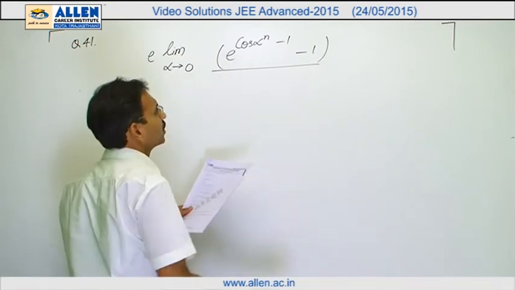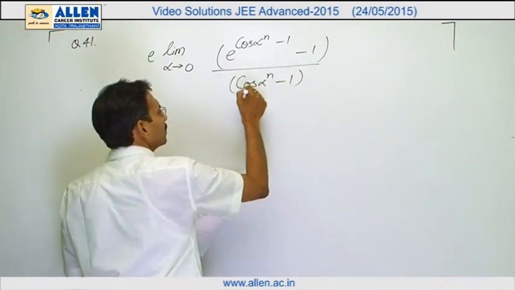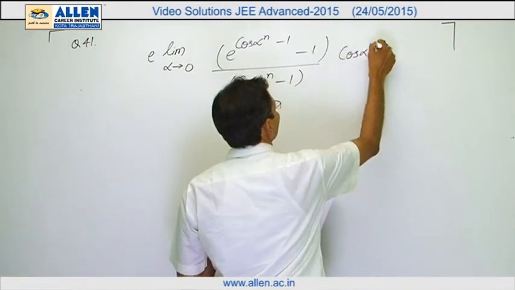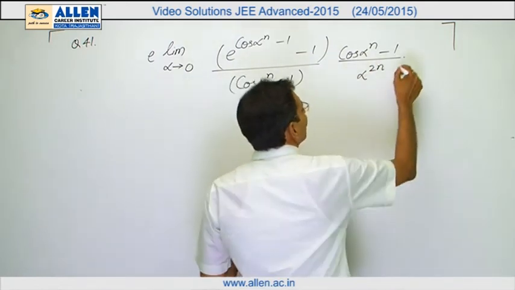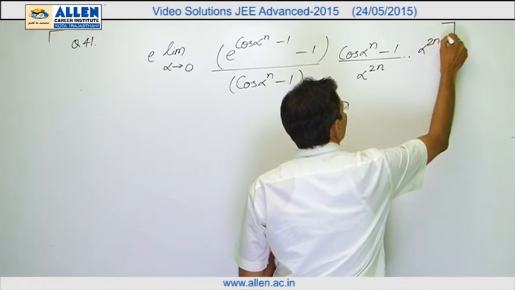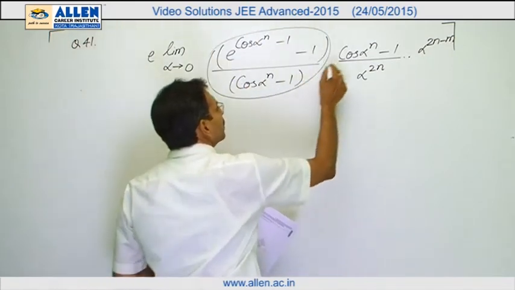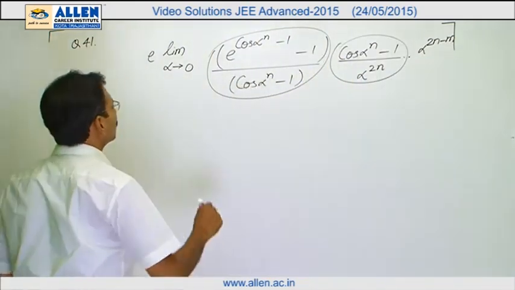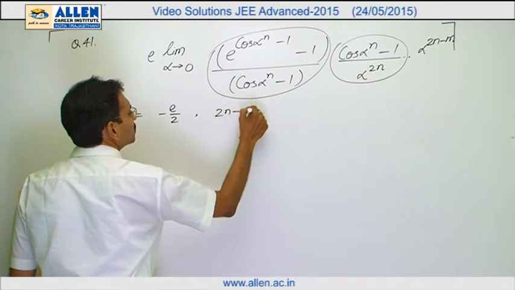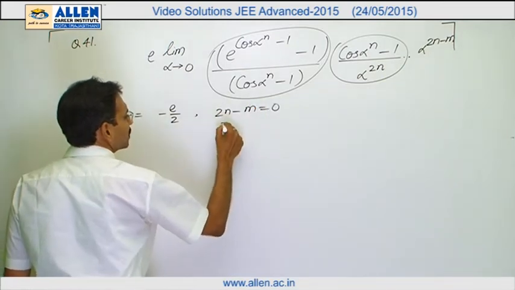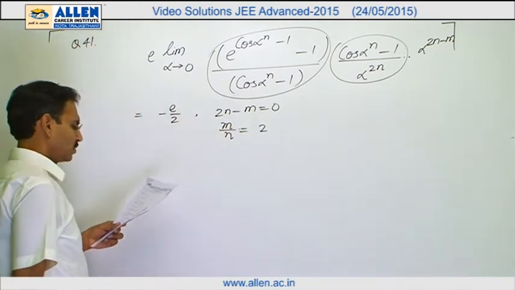it is alpha power m, but we will divide this expression cos alpha power n minus 1 and multiply the same factor. We'll divide it by alpha raised to the power 2n. So it will be alpha power 2n minus m here. Now the limit of this expression will be 1, of this is minus 2. So the limit according to us will be minus e by 2 when 2n minus m is 0, which implies m by n is equal to 2. So the correct answer is 2.